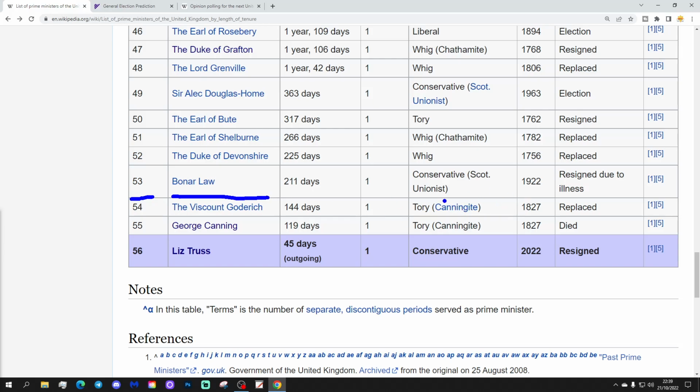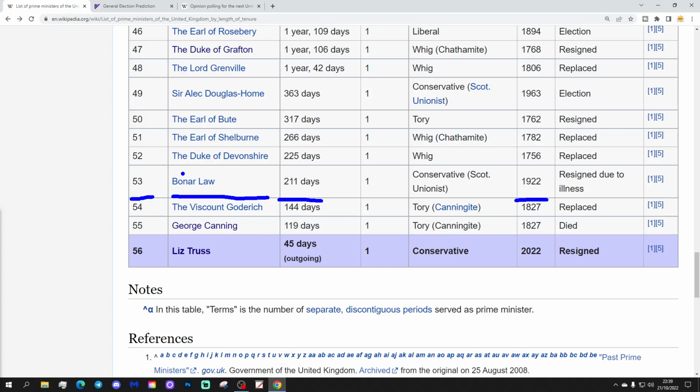Goderich, and he also was in 1827. So that was a very tumultuous year. The Tory party, I think, was splitting, and the Conservative Party, as we know it, Robert Peel was about to start in the 1830s. So this is all a very tumultuous time for Tory and Whig and Conservative and Liberal politics. Also in 1827 we have the Viscount Goderich. He managed to do 144 days.